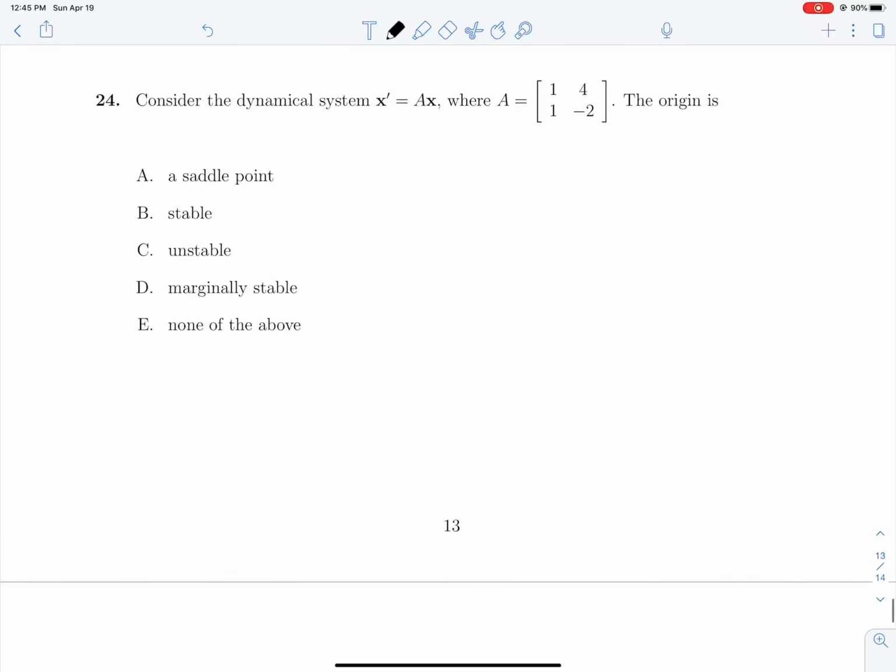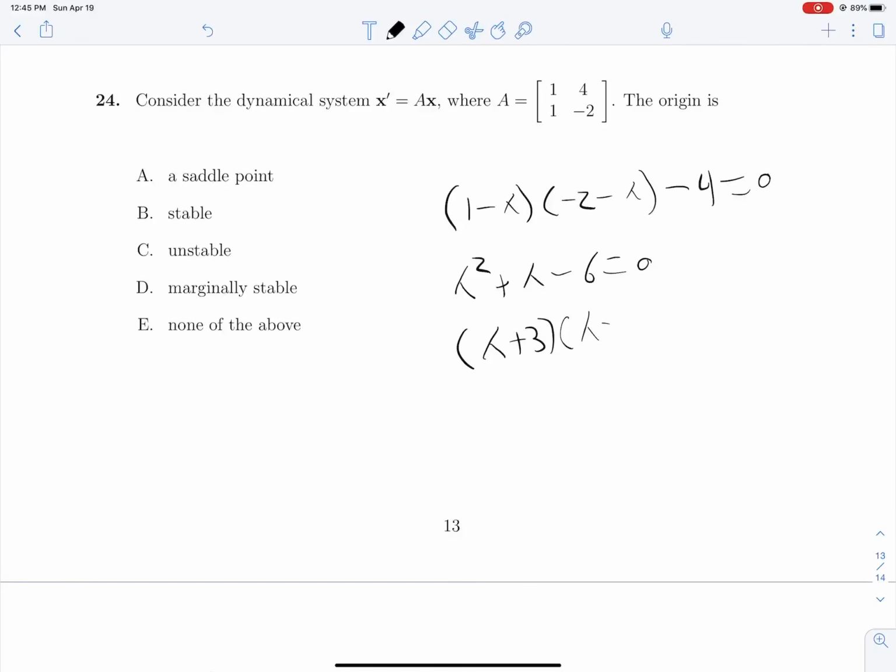24, let's consider this dynamical system x prime equals ax, where a is given there. What is the origin? So that's dependent on what the signs and types of eigenvalues we find are, so let's find those. We're solving 1 minus lambda times negative 2 minus lambda minus 4 is equal to 0, or lambda squared plus lambda minus 2 minus 4 is minus 6 is equal to 0, or lambda plus 3 lambda minus 2 is equal to 0, lambda is equal to 3 and negative 2.